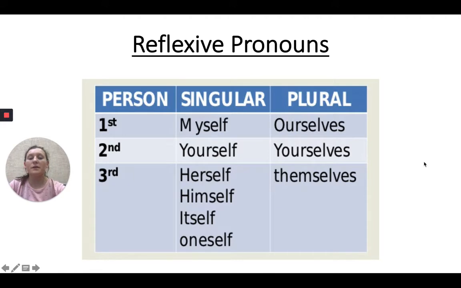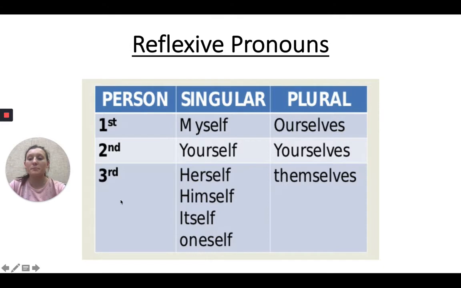So first off, we need to talk about what is a reflexive pronoun. First person is when you are talking about yourself. Singular would be myself, and if we were talking in plural, we would say ourselves. Now, second person refers to the person that the speaker or the writer is addressing. Singular, you would say yourself, and plural, we would say yourselves.